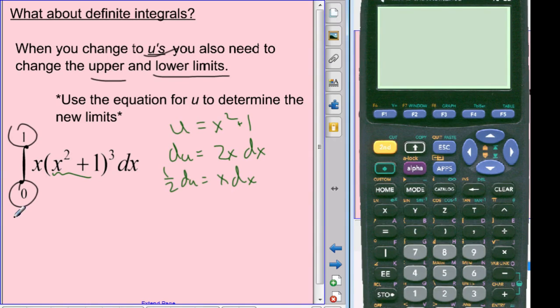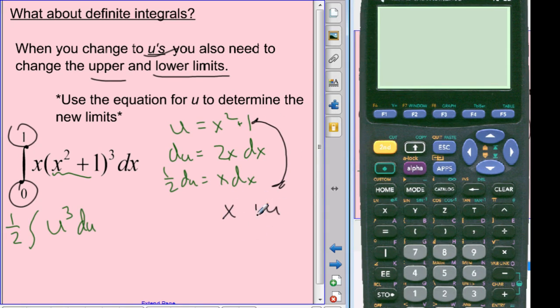So substituting that in, it's going to be a 1/2 times the integral of u to the third power du. But what are my limits here? Well, this is where we plug in. If this was when x equals 1, what does y equal? And I'm just going to go back to this function right here. I'm going to make a little table. It helps me out here.